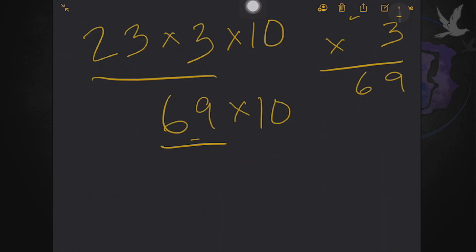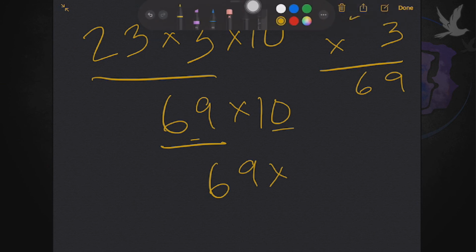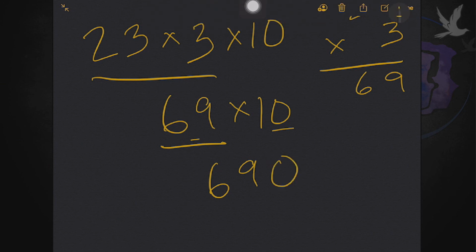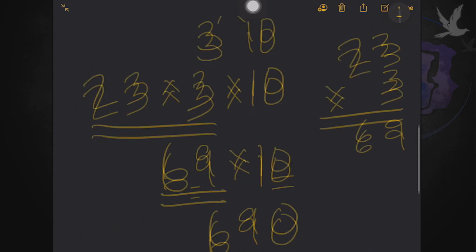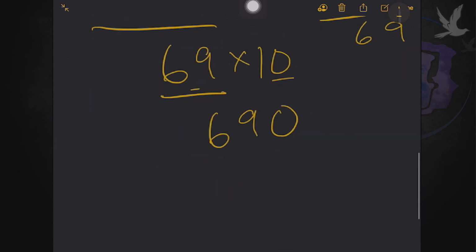Then what we have learned earlier, just write the base number, which is 69, multiplied to 10, which ends with how many zeros? You only have 1. So that's now equivalent to adding just 1 zero as well. So the final answer for 23 times 30 is 690. So that's basically it.